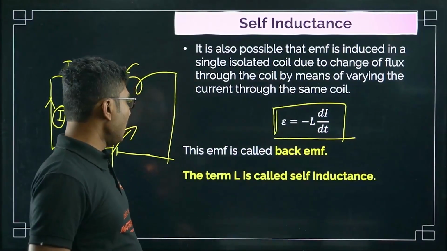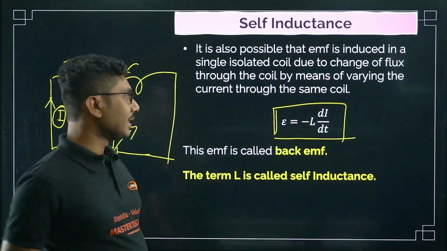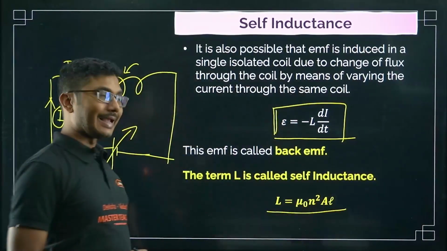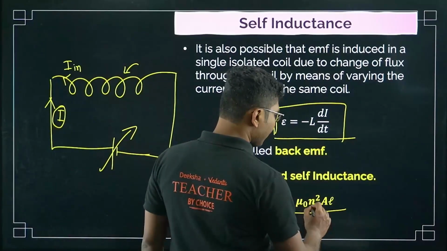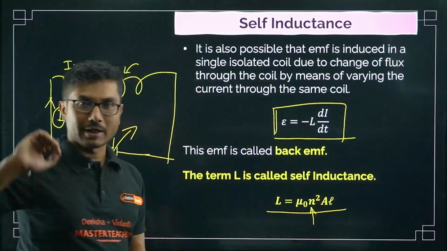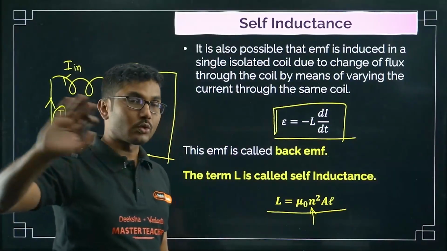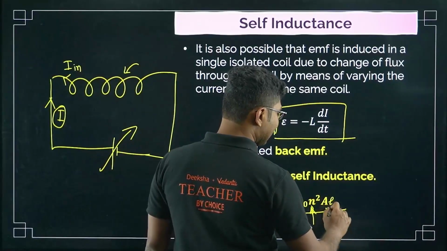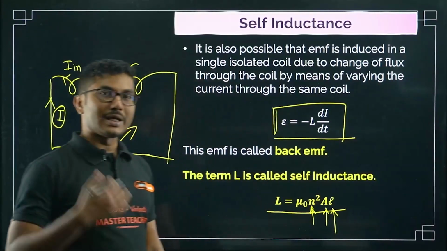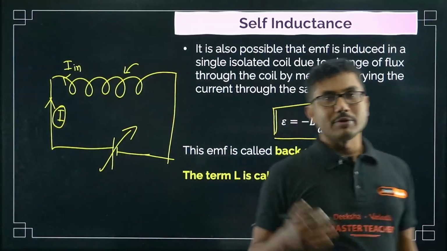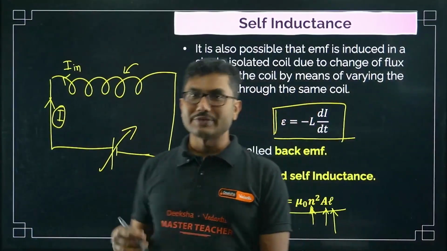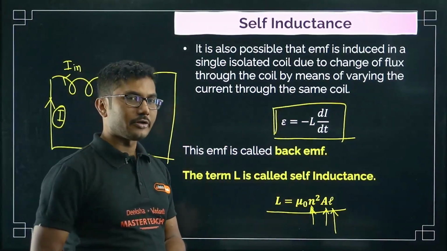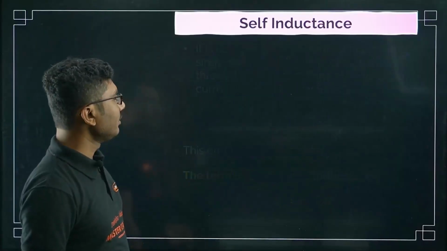Okay, the term L is called self inductance. The formula for L is given by mu naught n square A L. Here n is the number of turns per unit length. Very important, number of turns per unit length. It is not the total number of turns. A is the area, L is the length of the coil. Now the same formula is applicable for a solenoid as well, because a solenoid is basically a source of self inductance. The same formula for self inductance can be used for a solenoid. Okay, be careful with this.